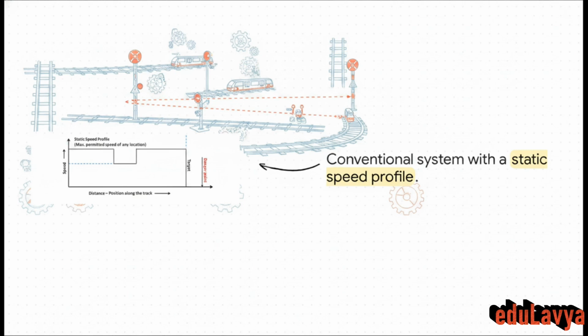Because of this, the train always has to assume the absolute worst-case braking scenario based on those fixed physical markers. It's safe, sure, but it wastes a ton of valuable time and space.